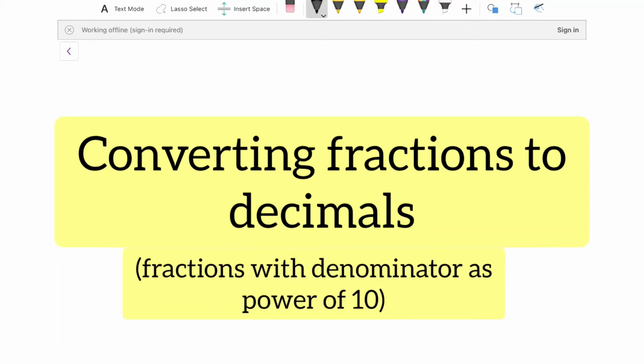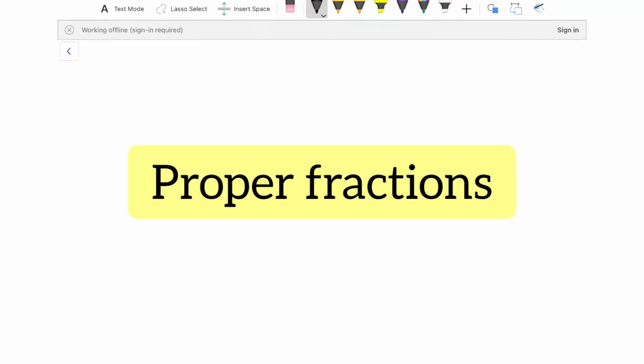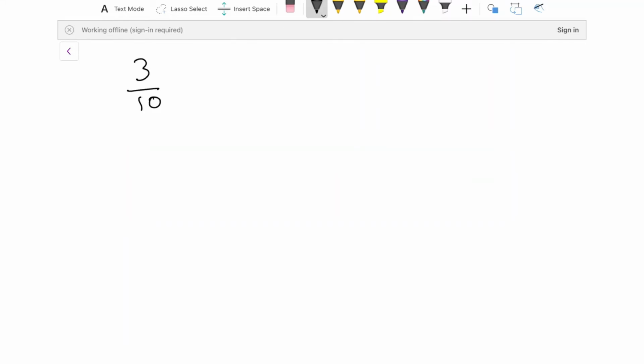We are looking at fractions with denominator as powers of 10. Okay. First, let's consider the proper fractions. 3 by 10, 17 by 100, 85 by 1000 and 9 by 100. These are your proper fractions. How do we convert these fractions into decimals?